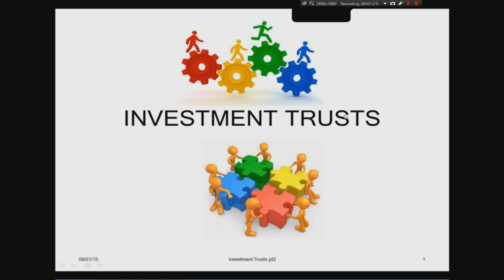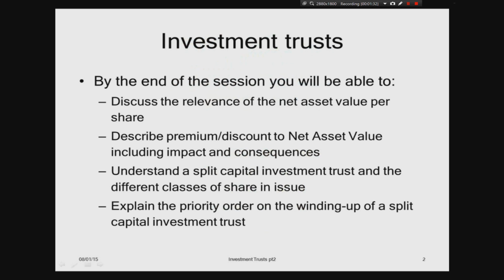First of all, I need to just reel off the learning outcomes. Again, this is a requirement that we have to do for the SPS. By the end of the session, you will be able to discuss the relevance of the net asset value per share and its influence on the purchase of investment trusts, particularly with institutional investors. Describe the premium, the discount to net asset value, including the impact and the consequences of that.